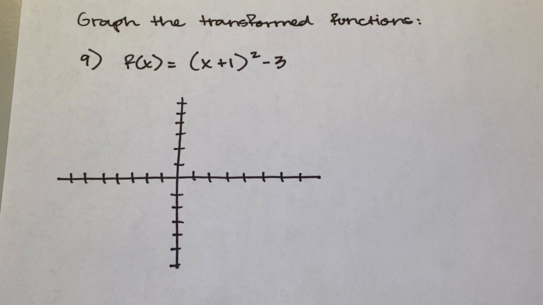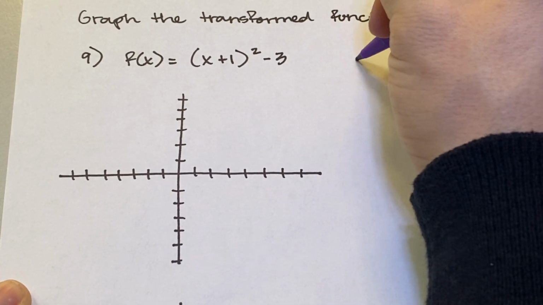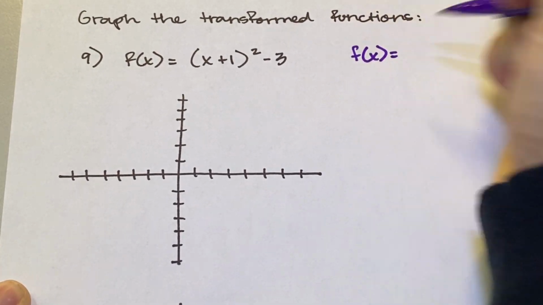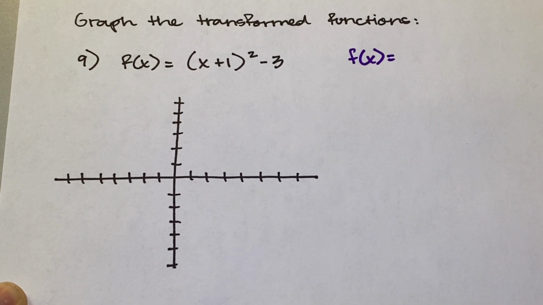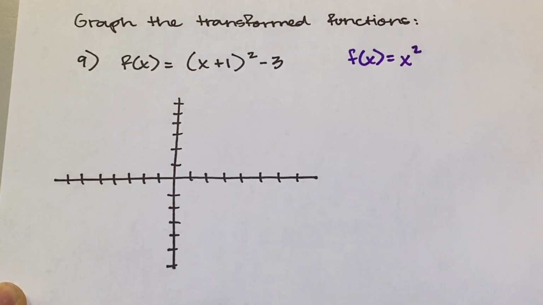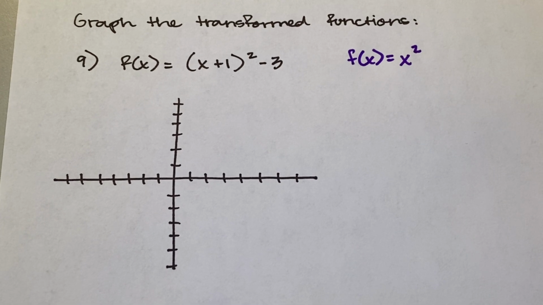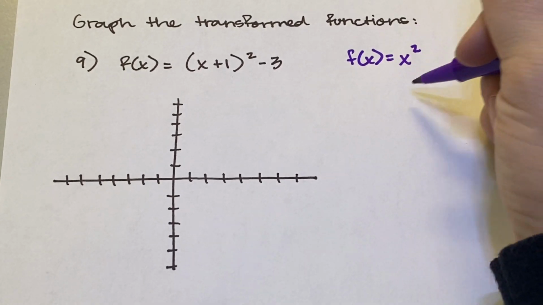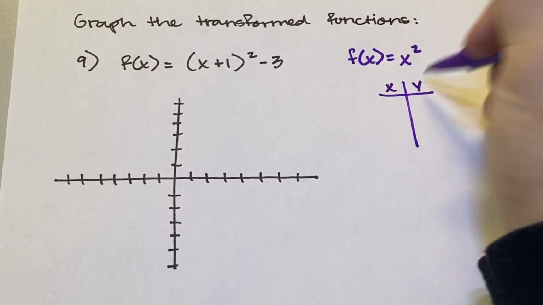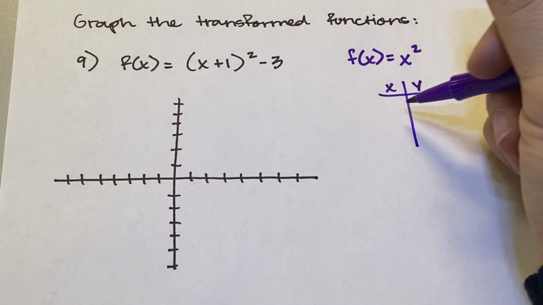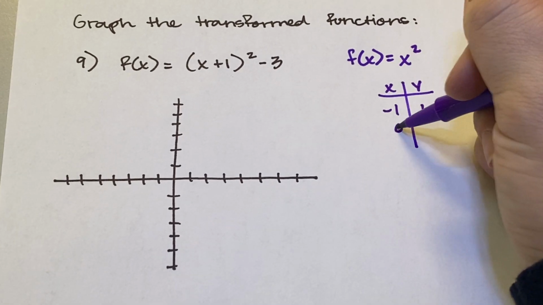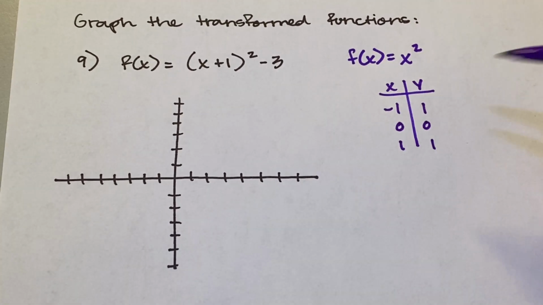Okay, so let's go ahead and identify what our parent function looked like to begin with. So this guy started out as just an x squared, just a quadratic. There's our parent function. Nothing's added there. Okay, and if we remember our parent function points, we've drawn these tables quite a few times: -1, 1; 0, 0; 1, 1.